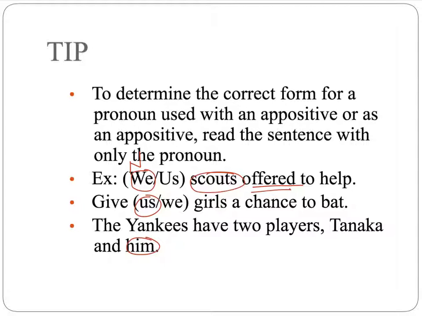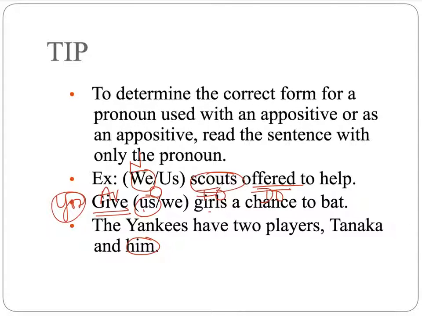In the next example, give us girls a chance to bat, give is the verb, you understood is the subject. Give is an action verb, give what? A chance. To whom? The girls. In this case, your appositive is naming the indirect object, therefore we need an objective case pronoun.